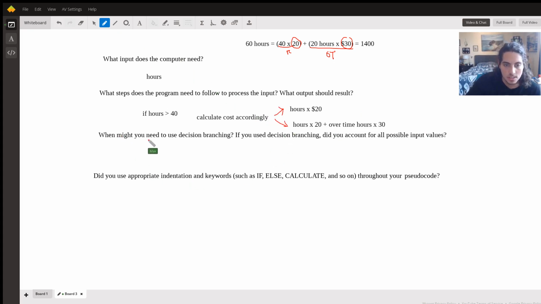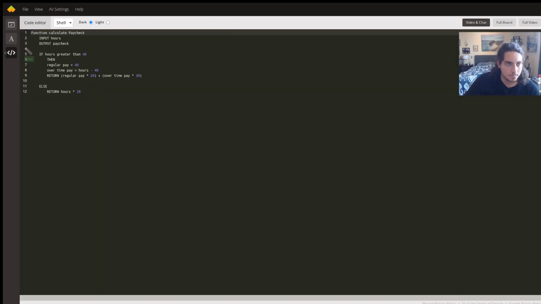And then the next question says, we'll use decision branching. Are you accounting for all possible values? This is our decision branching. We're doing a conditional if statement. And then these are our two branches. Without overtime, and then with overtime. So those are two possibilities there. Okay, now let's look at the pseudocode and see what that might look like.